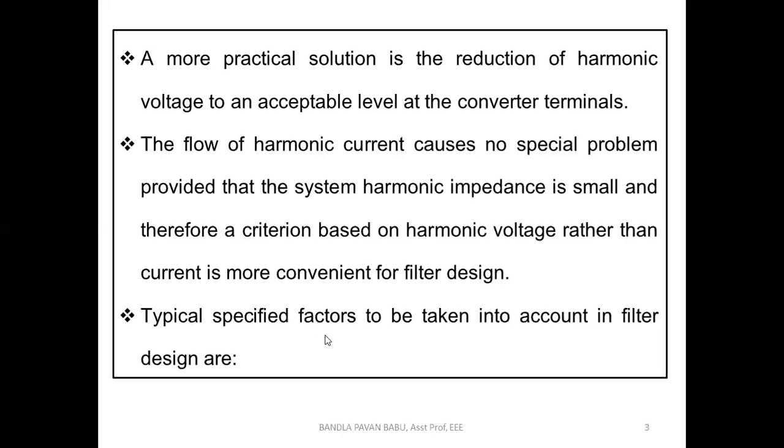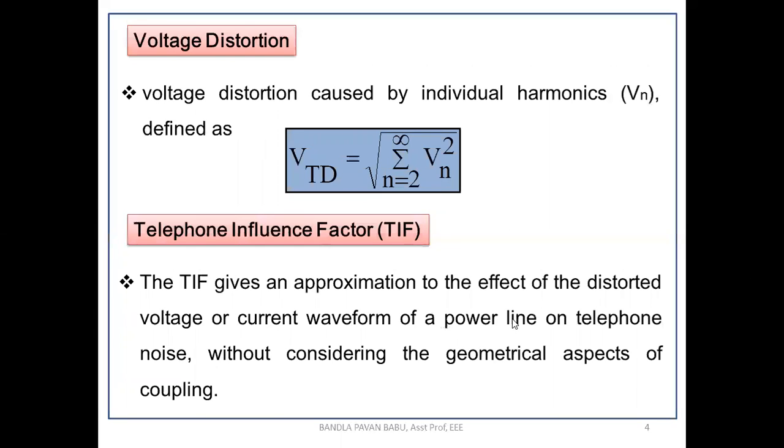Typically specified factors are to be taken into account in filter design. Let us see one by one the factors for designing a filter in order to reduce the harmonics. First is voltage distortion. What do you mean by voltage distortion? The name itself indicates that there are certain distortions in the voltage waveforms, and how much we can accept. Whether it meets the standard or not, we can analyze by this equation.